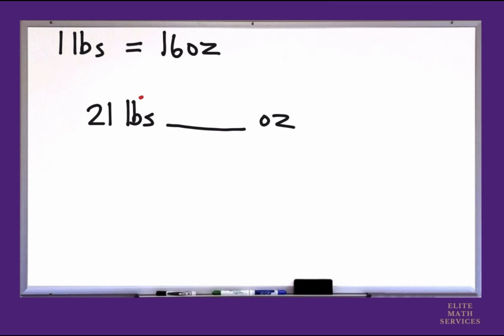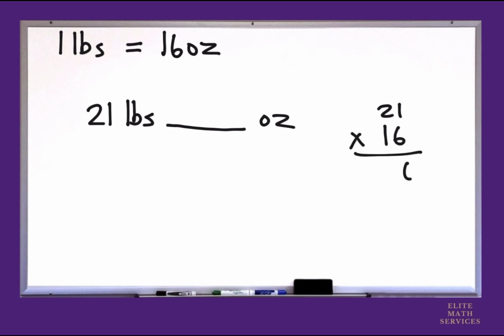Now we look at our unit of measurement. We have pounds. We're trying to convert to ounces, which is smaller, which means we multiply. So the two numbers that we multiply here are 16 and 21. So we're going to go ahead and multiply those two numbers. It's always important to put your biggest number up top. So we're going to start with 21 and have our 16 on the bottom.